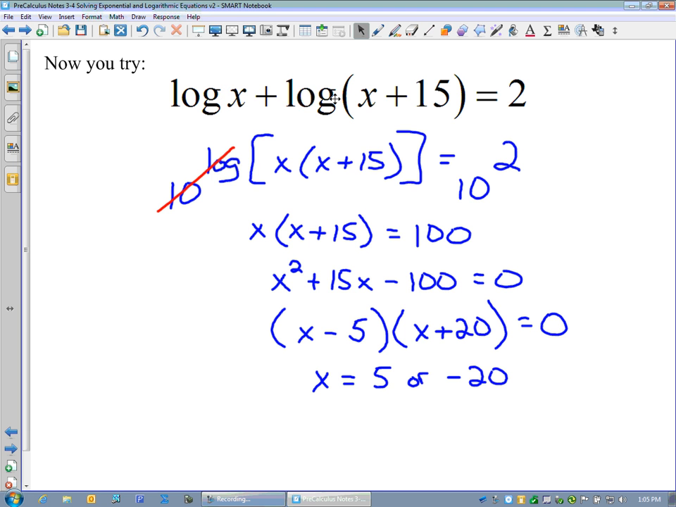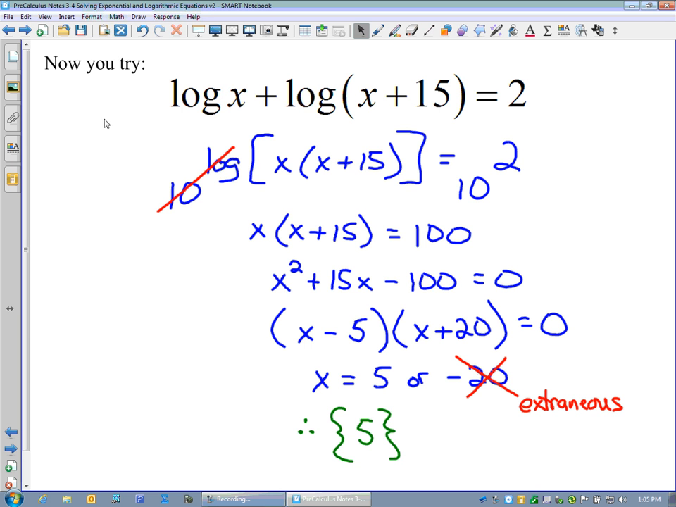And we're checking in the original equation. 5 does work, but when I go to plug in 20, notice I get log of a negative number here and also log of a negative number here. So 20 is definitely extraneous. That one will not work. Therefore, our solution set is just +5.